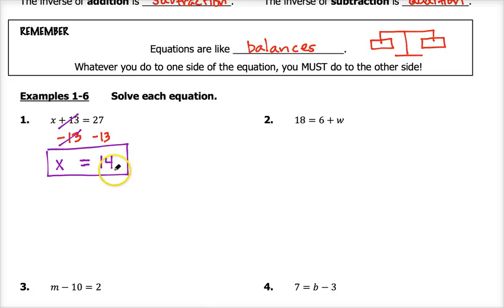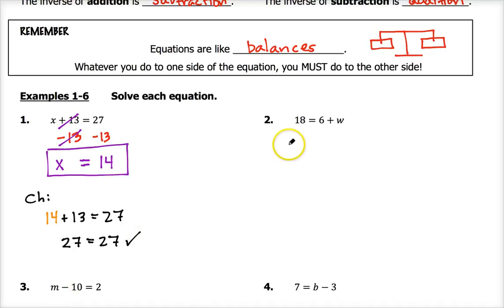We can check that answer by doing what we did in the last video and substituting this solution, 14, in for x in the equation and seeing if we get a true statement. So let's do that. We'll check our answer by taking 14, replacing x with 14, and then checking to see if this is a true statement. 14 plus 13 equals 27. 14 plus 13 is 27, and so that works.